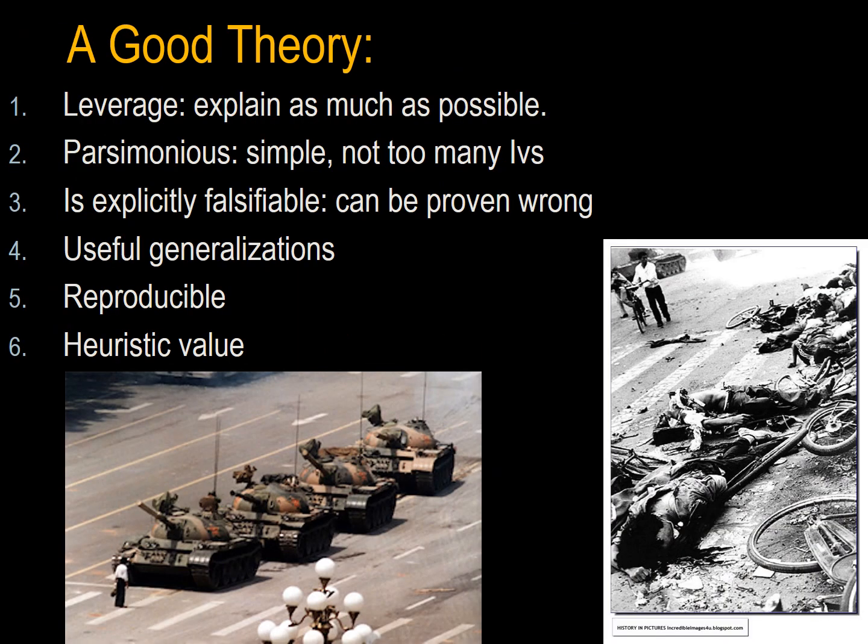So finally, a good theory has five elements that we should add in consideration to all the other things we spoke about. First, it should have leverage. You want to explain as much as possible. So you want to look at important theories and important topics and important cases, and you want your variables to be as strong as possible. Number two, you want a parsimonious theory. In other words, a simple theory. That's why we only have three independent variables.